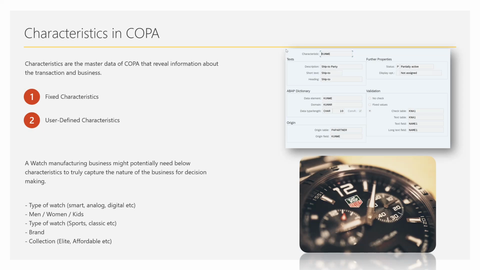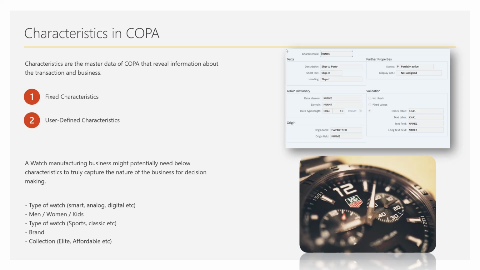We cannot pass any random value in this characteristic. Same way, if it is a continent, there is no defined value in the system. I can give some fixed values. Continents should be only Asia, America, Europe, Australia, or something. So if it is anything other than what I'm defining as these fixed values, then the system is going to throw an error when the profitability segment is being fetched at the time of posting the document.